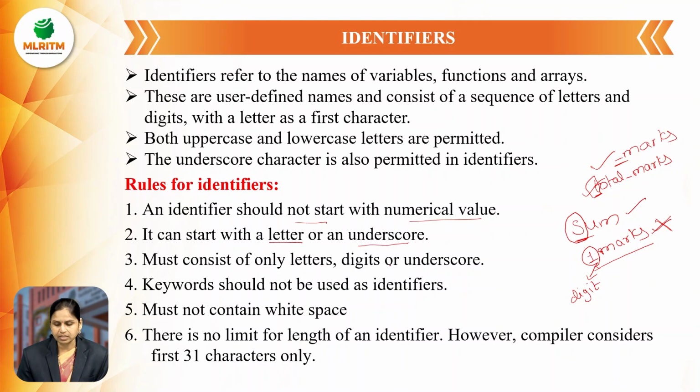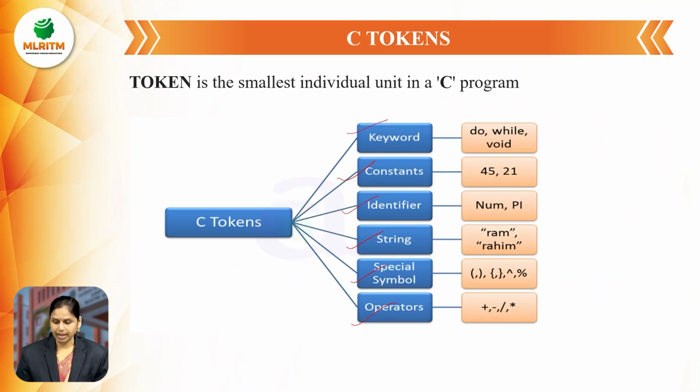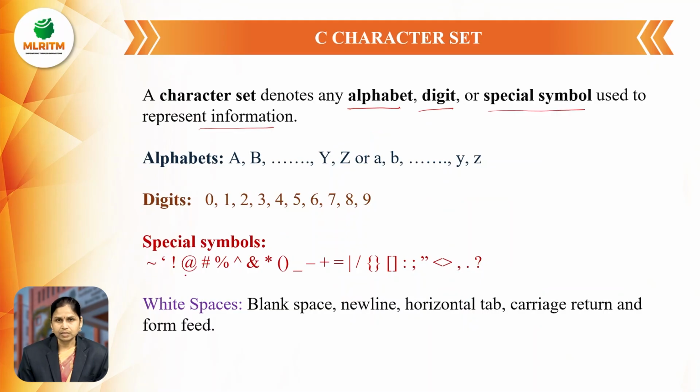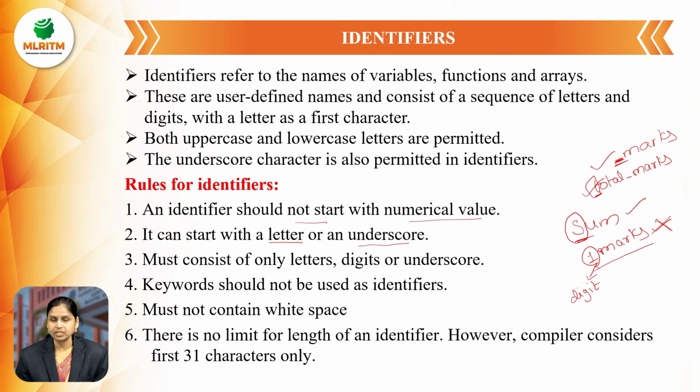An identifier must consist of only letters, digits or underscore. When we frame the identifier, it contains letters, digits and underscores. But the starting character should be either a letter or underscore only. Here, only one special symbol is used in identifier framing, that is underscore only. We cannot use another symbol. Here we have different types of symbols: plus, minus, multiplication, equal, division, at the rate, hash symbol, less than, greater than, curly braces, dot, comma, question mark. All these are called special symbols. But in identifiers, we use only one special symbol, that is underscore only.